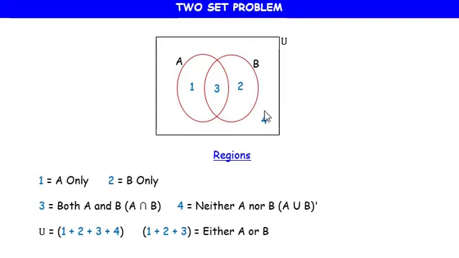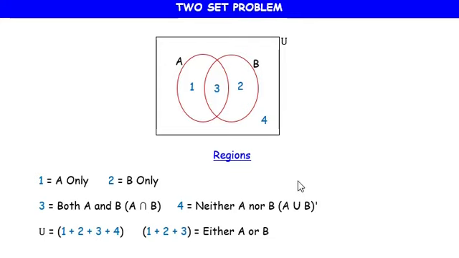And then region 4, as you can see, is outside the two circles. It is outside the two circles. So it means that though he is part of the universal set, he is not part of either of the two sets. That is why we call it neither. He is neither part of set A nor set B. So it is neither A nor B, right?